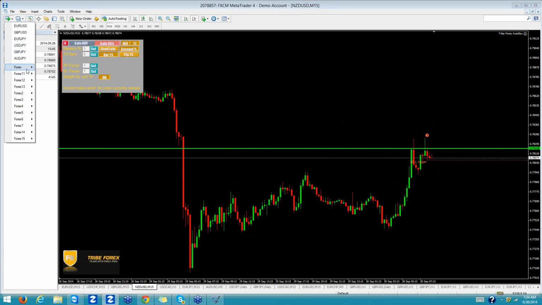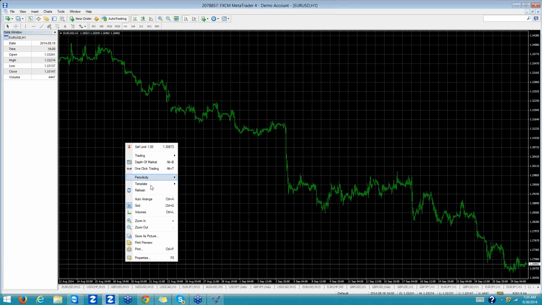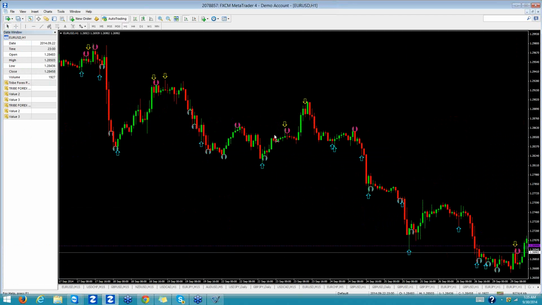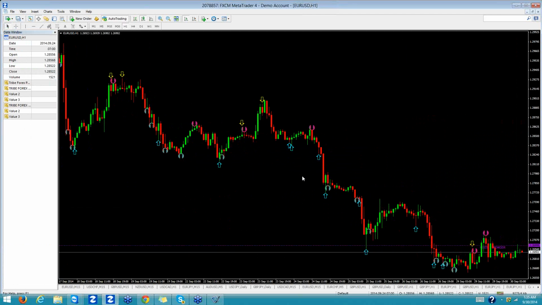So I'm going to choose, for instance, a euro dollar chart. I'm going to set it up the way that I like it. I have my strong pods, which I like to use. And strong pods are powerful because they really do tell us where the market is most likely to go. Now you can see here at 127.00, we had a bounce of the market off of 127.00 already.